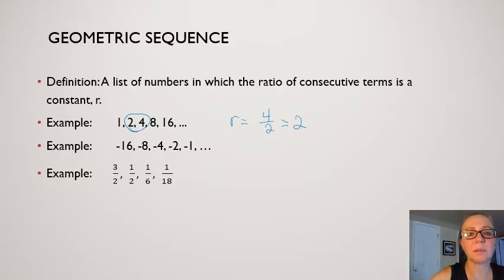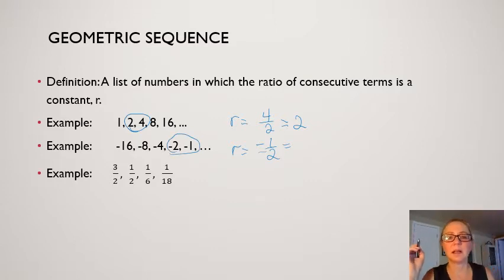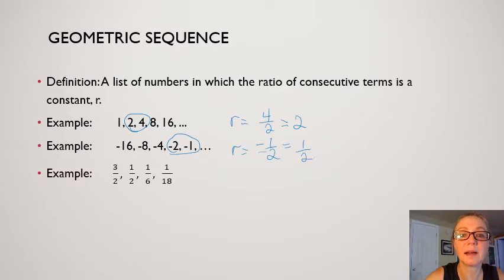In the second example, I find the common ratio the same way. I take a number in the sequence and divide by its previous number. So I'm going to pick the last two that I see. -1 divided by -2 is positive 1/2. So that's a sequence where the common ratio was a fraction.